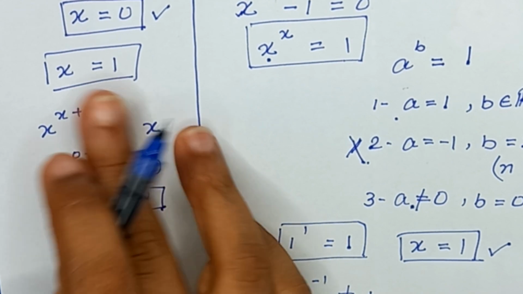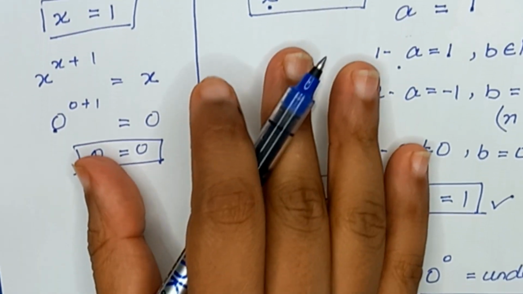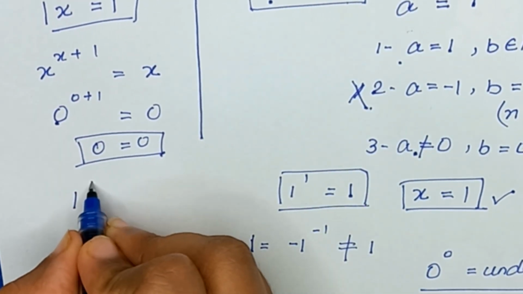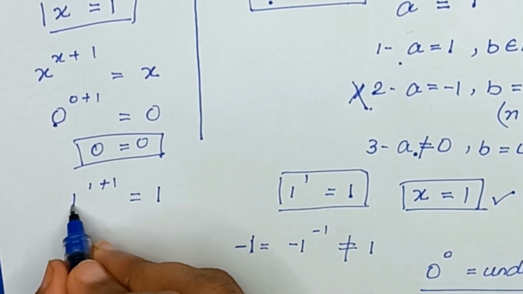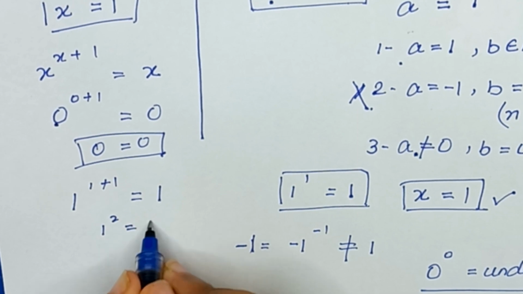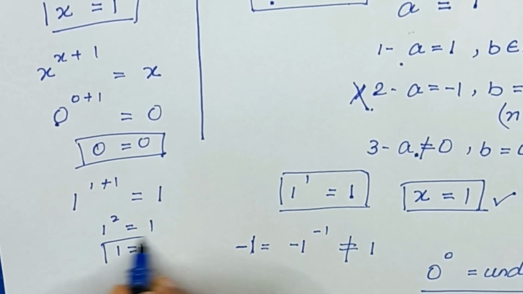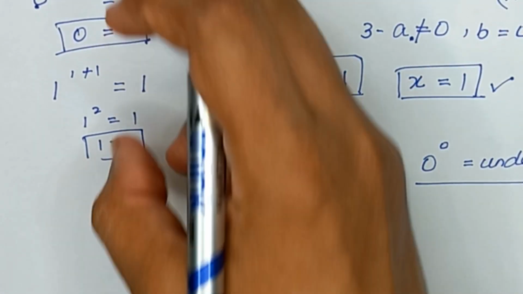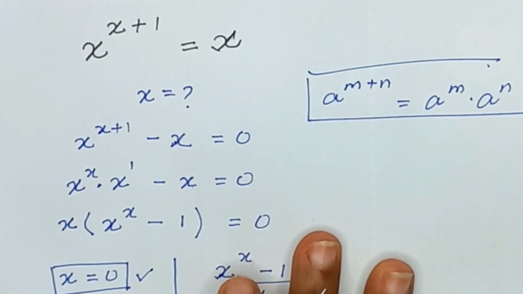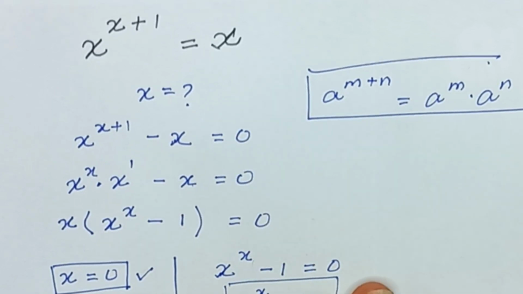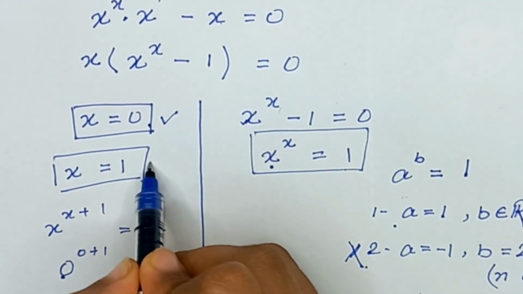So 0 has power 1, it means it will be 0 is equal to 0. Now for the value of x is equal to 1, it will be 1 raised to the power 1 plus 1, and will it be equal to 1 or not? So 1 raised to the power 2 is the same as 1. So it means both values, x is equal to 0 and x is equal to 1, satisfy our given equation. So the final values of x are 0 and 1 for this problem.